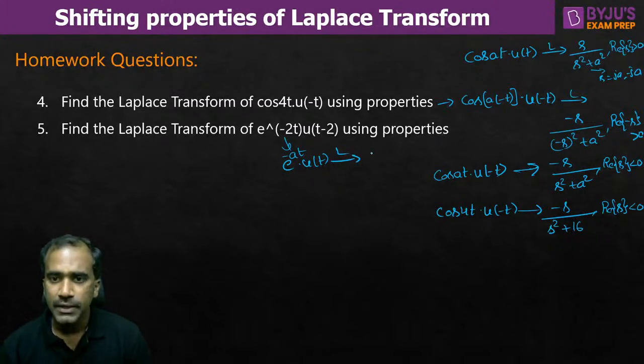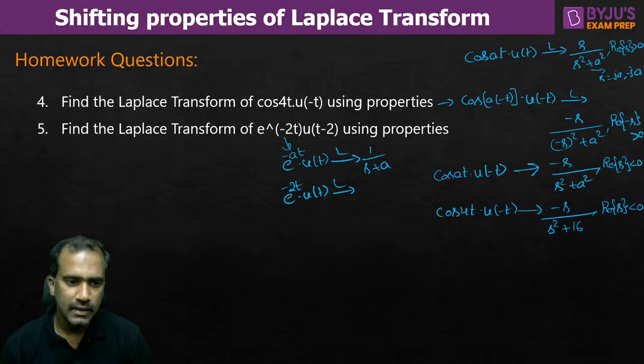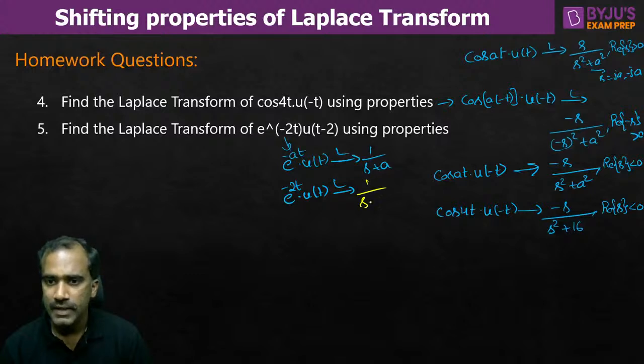The Laplace transform of e power minus at into u of t is 1 by s plus a. Now, what we have here is t minus 2. So first let us find the Laplace transform of e power minus 2t into u of t, which is 1 divided by s plus 2. The pole is minus 2. You can recognize the pole here, and confirm it.